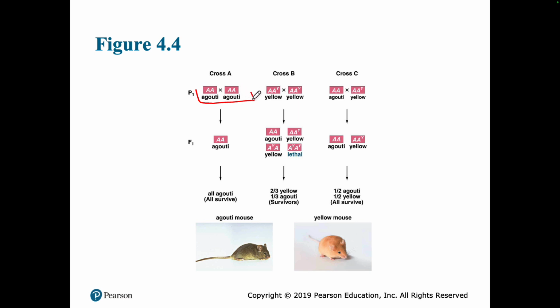So when you have two agouti mice, you know that they have to be just plain A because the yellow is dominant. And so you have the two agouti mice, you cross them, all the offspring are agouti, they all survive. Look at this cute little brown mouse. If you cross two heterozygotes, they're both going to be yellow because the yellow allele is dominant.